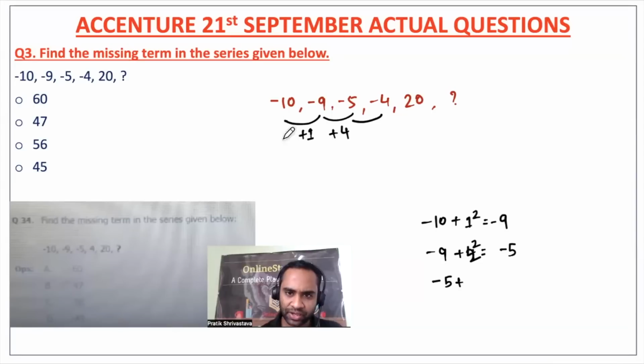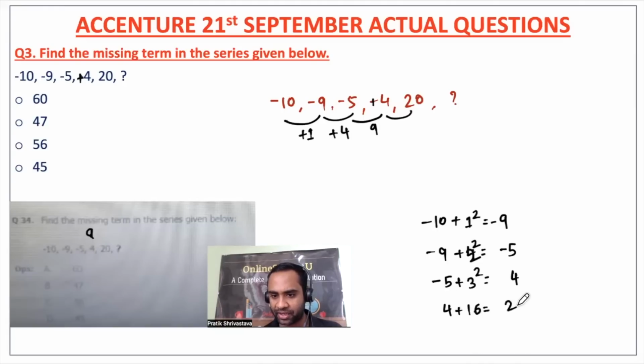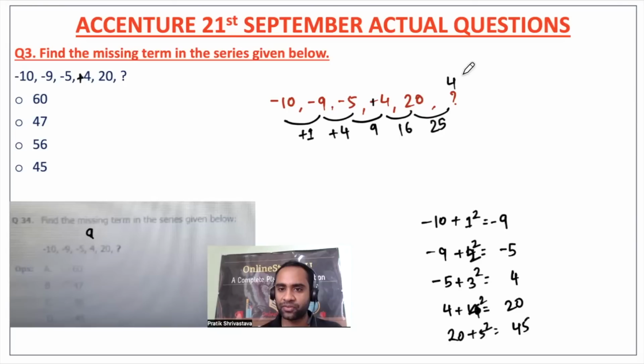That means what will be happening here? If you see, it is plus 4. Basically, I made a mistake in the writing here. You can see here, it is plus 4, so minus 5 and plus 3 square. 3 square is 9, and 9 minus 5 is 4. And then next, 4 and plus 16 will be 20. That means 4 square is 16. So next will be nothing but 25. So 20 plus 5 square, that means 25, will be nothing but 45. So here you will be getting 45 as the answer.